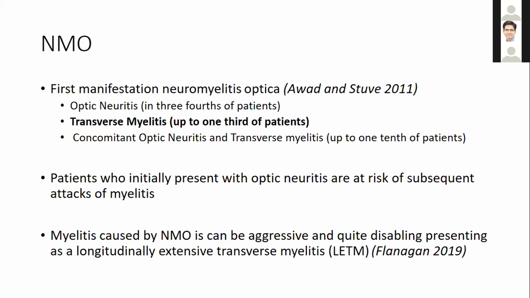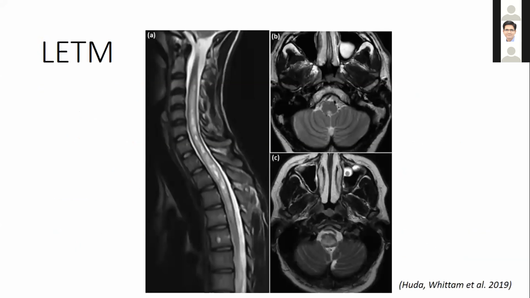Patients may initially present with optic neuritis and are at risk of subsequent attacks of myelitis as well. The myelitis is quite aggressive and tends to be quite disabling, presenting as longitudinally extensive transverse myelitis, which was discussed earlier. I have a slide here that exemplifies this lesion on MRI.